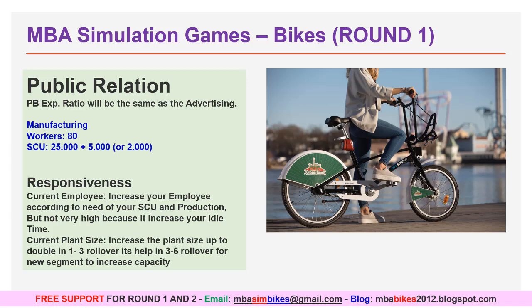For manufacturing, we need around 60 workers, but we keep 80. Or we can employ 20 more for next round. And SCU for production capacity, we can keep 25,000 and buy 5,000 more. So next round we can start production for leisure segment.